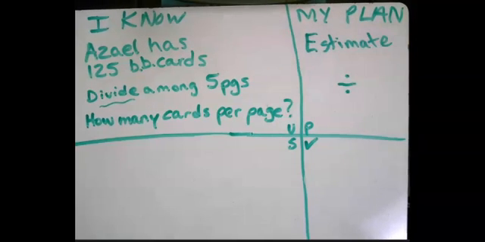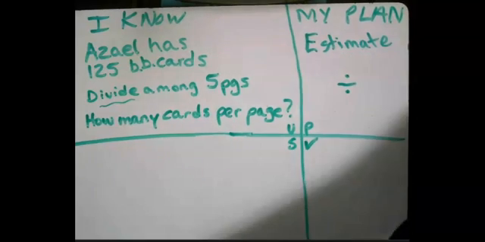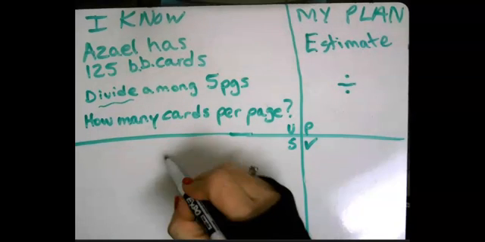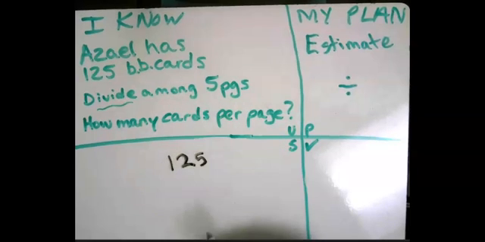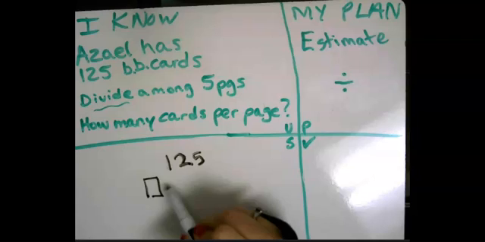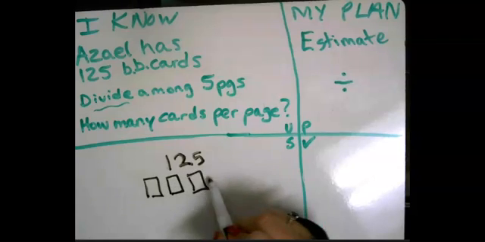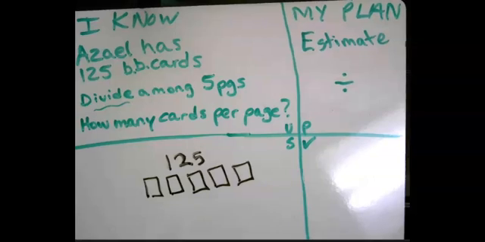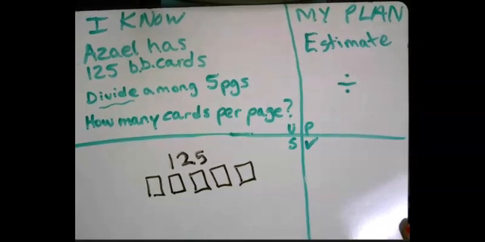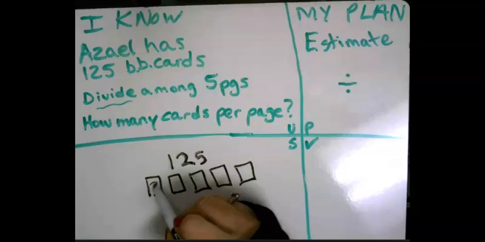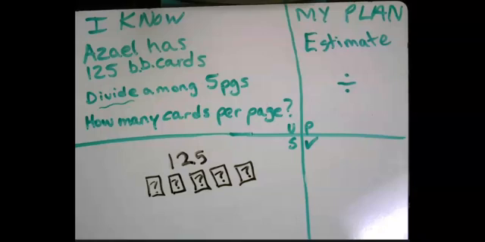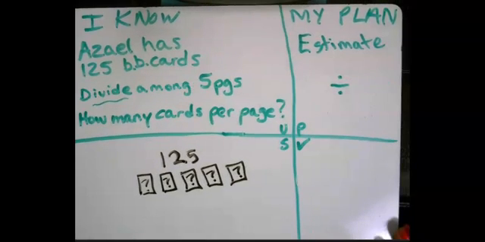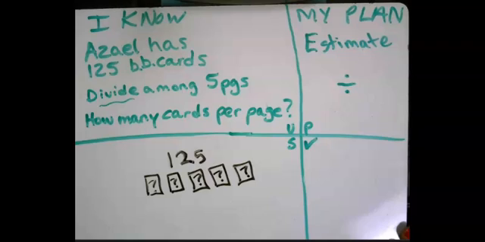All right, so let's say he does have 125 baseball cards, which is quite a collection there, Azael. He has 125 baseball cards, and we're told that we're going to divide it into 5 pages. There's 1, 2, 3, 4, 5 pages of the binder. Okay, so we're trying to figure out exactly how many will fit on each page. Let's go ahead and estimate.